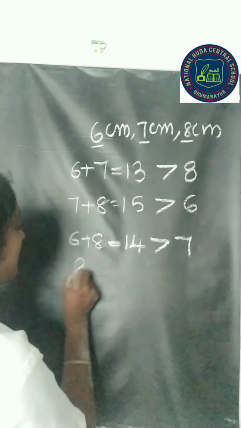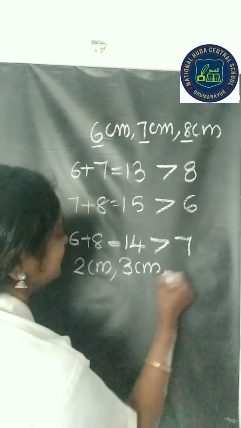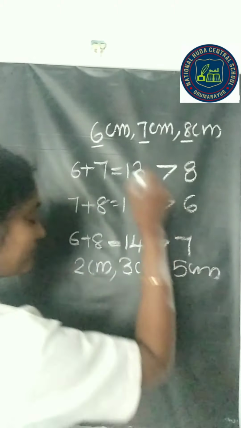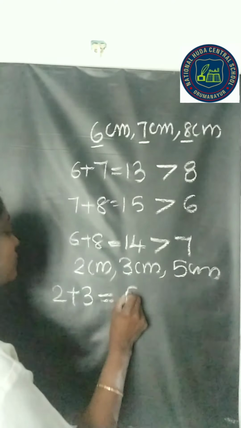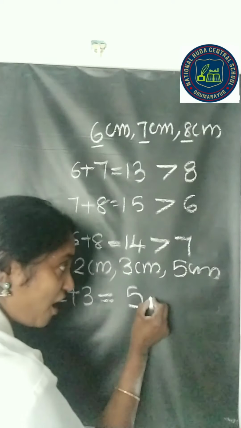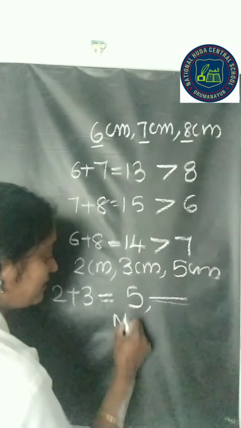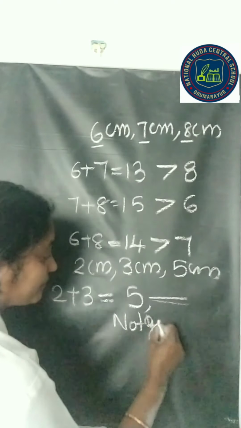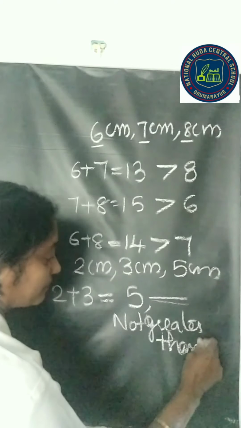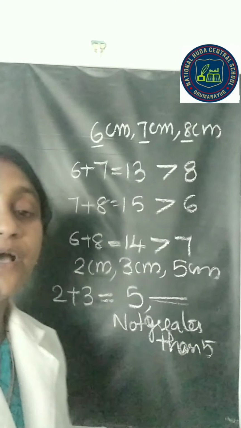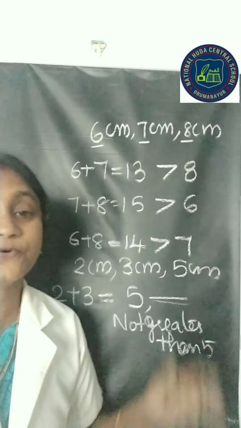Another problem, is it possible to make a triangle using these sides? So first we are adding the first two numbers, 2 plus 3, that's equal to 5. And it is not greater than 5. Therefore, using these numbers, we can't draw a triangle.